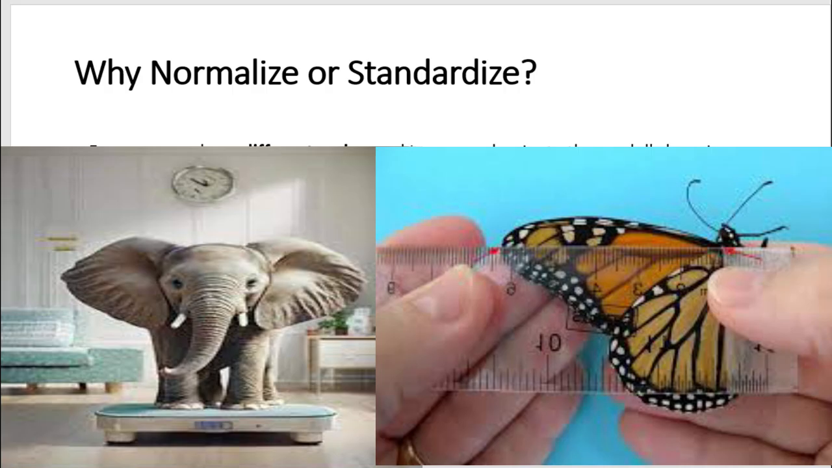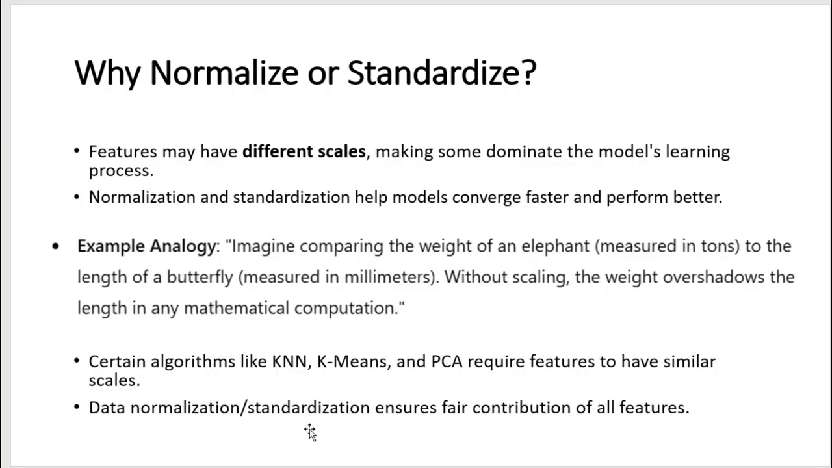Certain algorithms like KNN, k-means or PCA require features to have similar scales. Data normalization or standardization ensures fair contribution of all features.